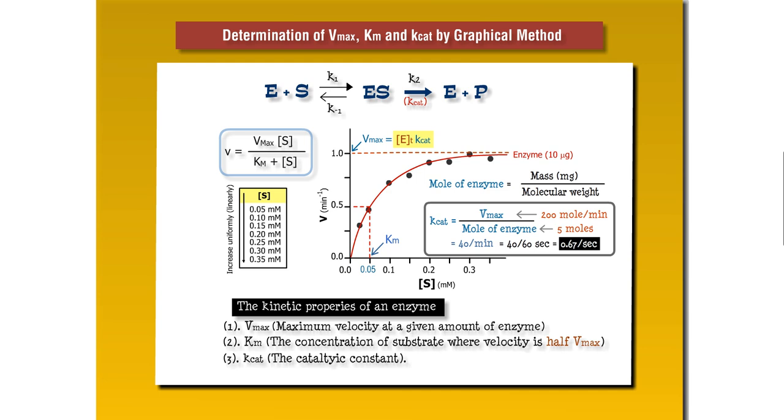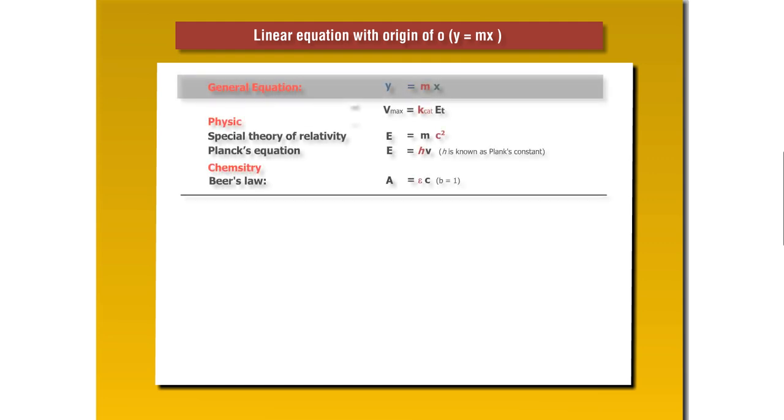In enzymology, kcat is also known as turnover number, the maximum number of substrate molecules an enzyme converts into product per active site per unit of time. Let us now examine other constants encountered in chemistry and physics. By comparing the catalytic constant to these constants, we may gain further insight into the meaning of kcat. Equations found in various areas of physics and chemistry are shown in this table.